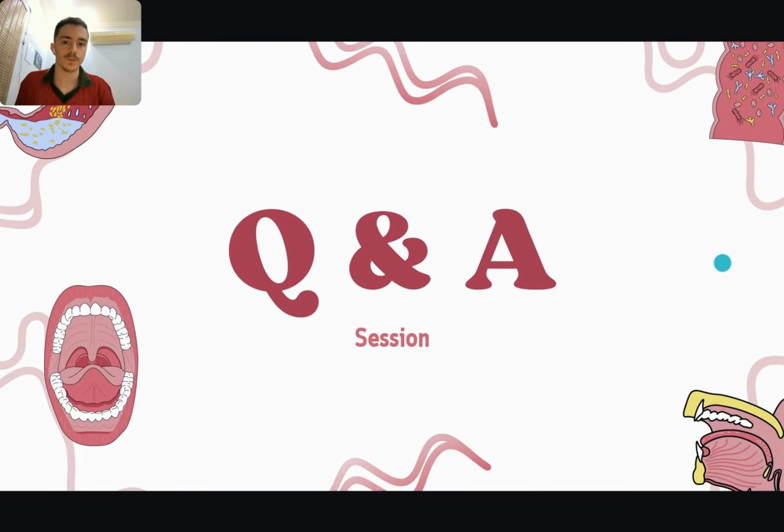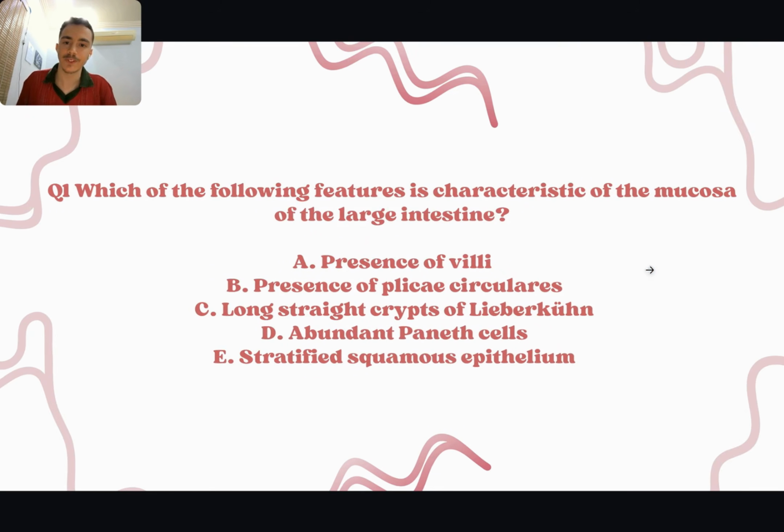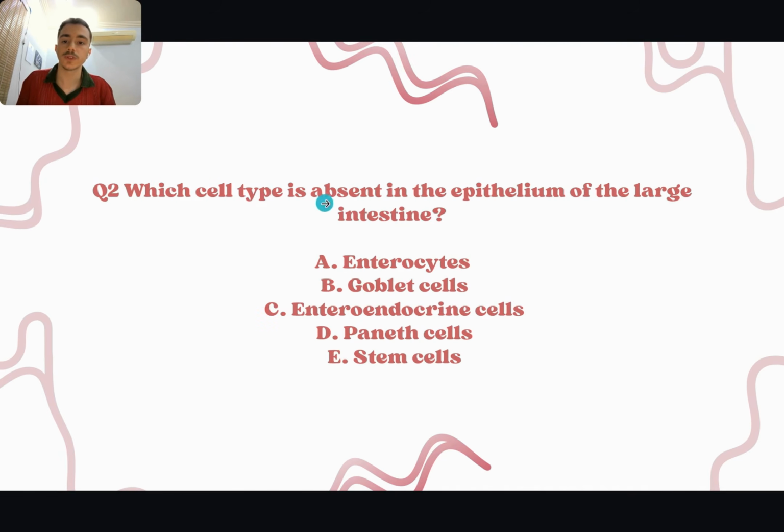Okay, questions and answers. Last thing. Which of the following features is characteristic of the mucosa of the large intestine? Something very distinctive of the large intestine: we said long straight crypts of Lieberkühn. Focus on this, it's very, very important. Which cell type is absent in the epithelium of the large intestine? Exactly, it's the Paneth cells. We don't have Paneth cells. We said we have all the cells except the Paneth cells.